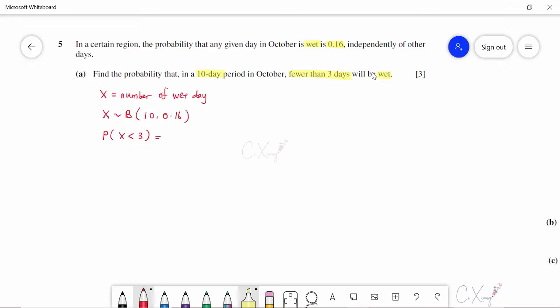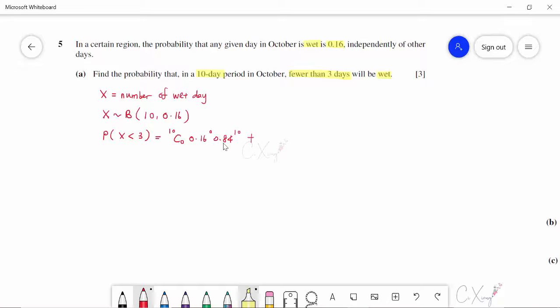So for binomial distribution, x can start from 0, which means you need to list out the probability for x equals 0, which is 10C0, 0.16 power 0, and 0.84 power 10. How to get the 0.84? You take 1 minus 0.16.